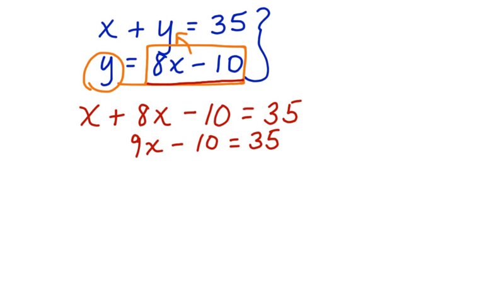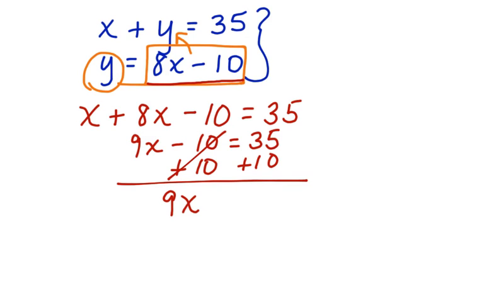Now we have a two-step equation. Add 10 to both sides. This cancels. Bring down the 9x. 9x equals 35 plus 10, which is 45. Divide both sides by 9. X is equal to 5.